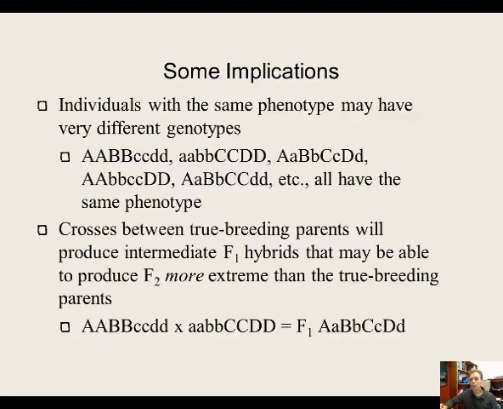Crosses between two true breeding parents can produce intermediate F1 hybrids that, when crossed, may be able to produce F2s that are more extreme than the original parents. Here's an example. These two parents here, each of which has 4 additive alleles, have different ones. They produce F1s that have, again, 4 additive alleles, and yet crossing these F1s together would give you some that have the extremes.